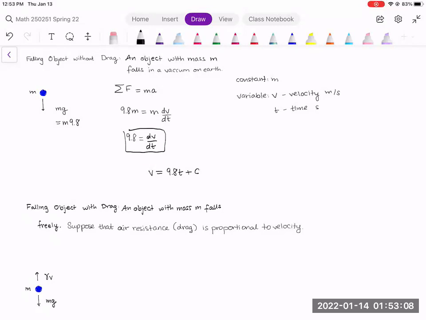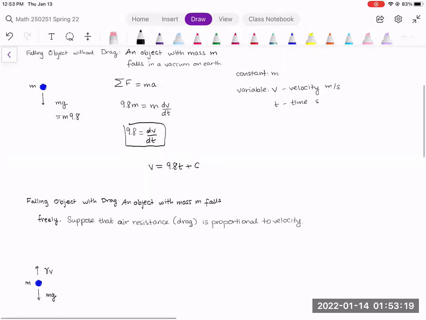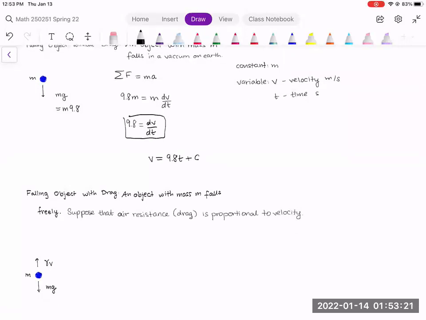It's very common to model air resistance as proportional to our velocity. Air resistance also gets called drag. This is going to be opposing the motion. So if gravity is pulling us down, the drag is going to be in the opposite direction of that motion. Okay. So let's take a look at what we have in terms of constants.